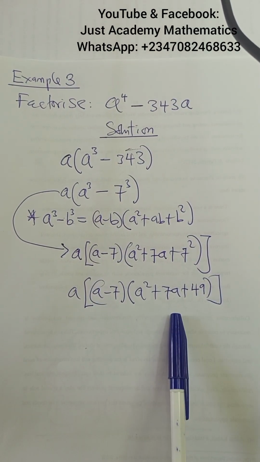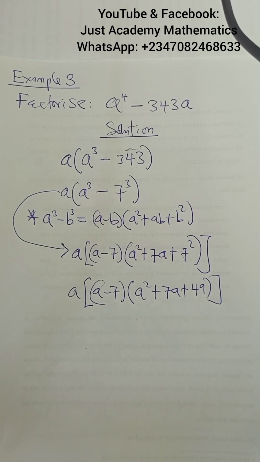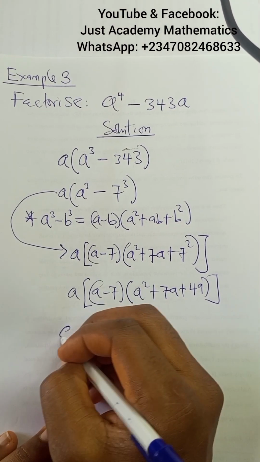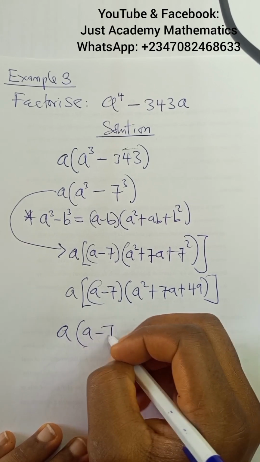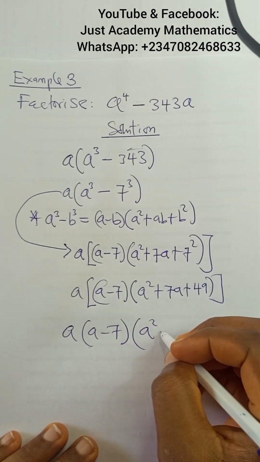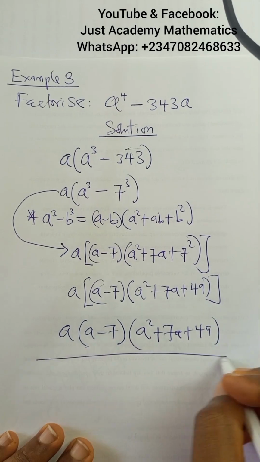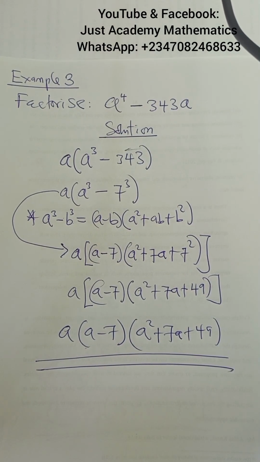Can this be factorized? Add to give you 7, times to give you 49. 49 is only 7 times 7 that can go into 49. And there is no combination like that. So the final answer should be (a − 7)(a² + 7a + 49). Are you following now?